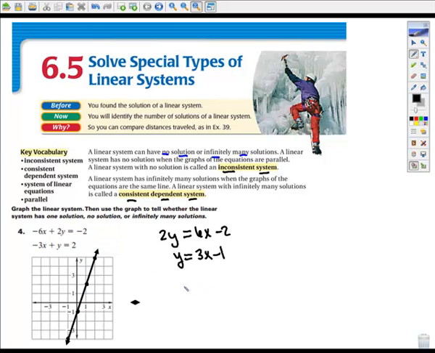And then the other equation, all I have to do is add 3x to both sides. So my y-intercept is 2 and my slope is positive 3. 1, 2, 3, up 1. 1, 2, 3, back 1. And I already know, without even graphing them, that they have the same slope. So these have no solution. No solution because they're parallel lines.